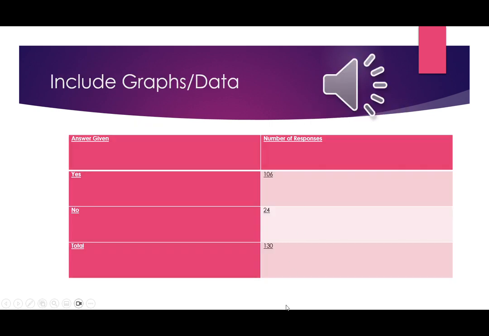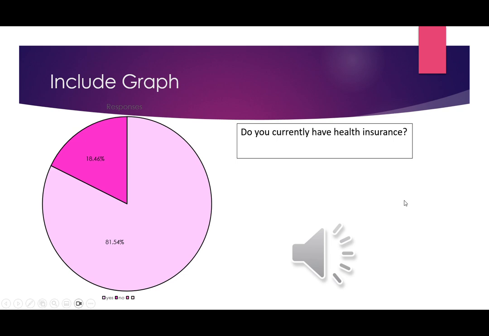Okay, this is my data. Out of 130 participants, 106 said yes to having health insurance and 24 said no to having health insurance. I decided to do a pie chart to display my data. So 81.54% of the responses said yes to having health insurance, and 18.46% said no to having health insurance.